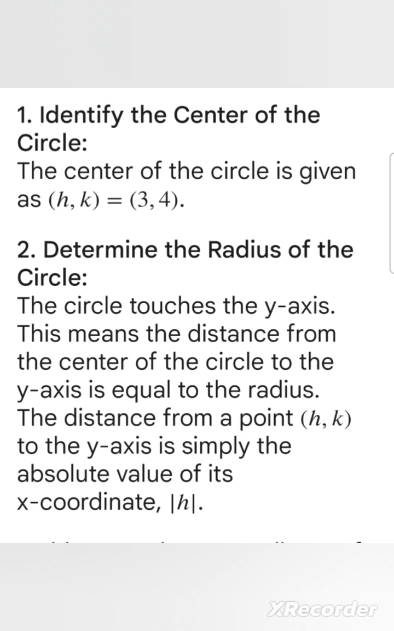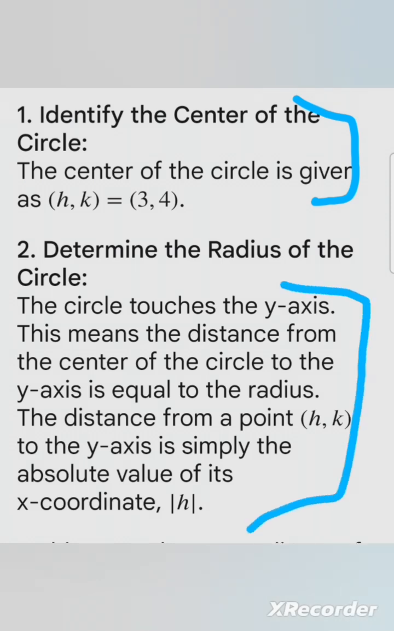We know that if a circle is touching the y-axis, in that case the x-coordinate will be nothing but the radius of the circle. So that is what is being explained here in point number 2. First of all, we have to find the center. Now to find the radius, we need this explanation. The circle touches the y-axis. That means the distance from the center of the circle to the y-axis is equal to the radius, which has been explained before in the theory.